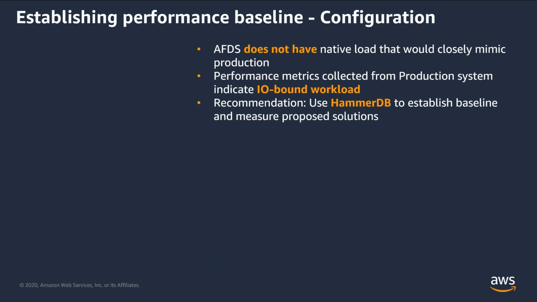For every optimization or re-architecting effort, it is critically important to establish a performance baseline to be able to prove that the new solution does meet performance requirements. As AWS does not have a native load that would closely mimic production, we decided to use the industry standard HammerDB tool to establish baseline and measure proposed solutions.